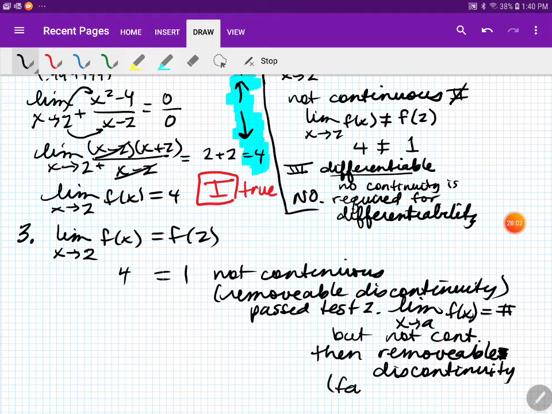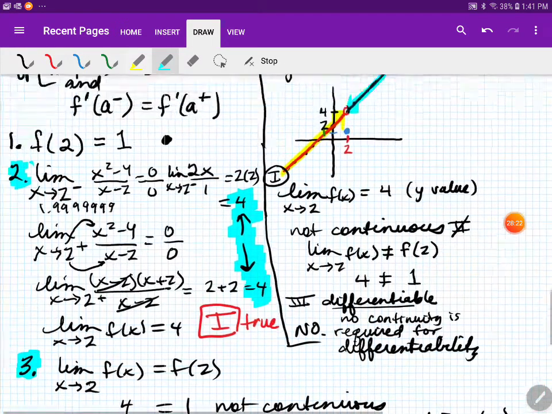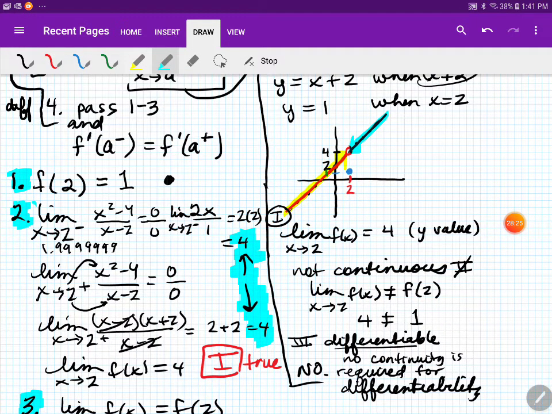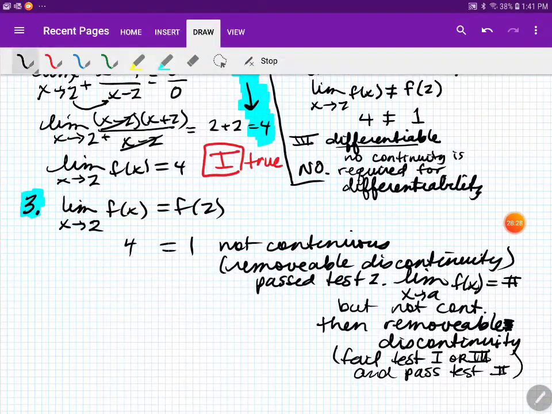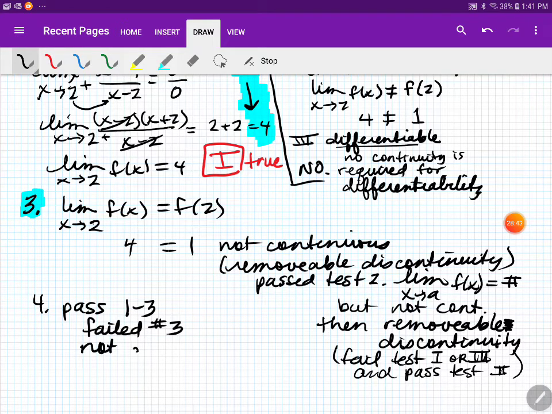So that means you have to fail test 1 or 3 and pass test 2. I told you I'm used to using Roman numerals, so it's very weird for me not to use Roman numerals. Those Roman numerals are these blue highlights right here, 3, 2, and 1, because those are my continuity rules. So let's look at rule 4. Rule 4 is for differentiable. For differentiable, you must pass 1 through 3, and I already failed number 3. So it is not differentiable.